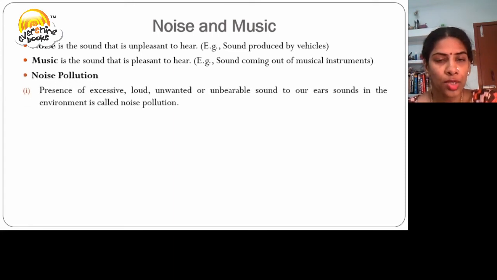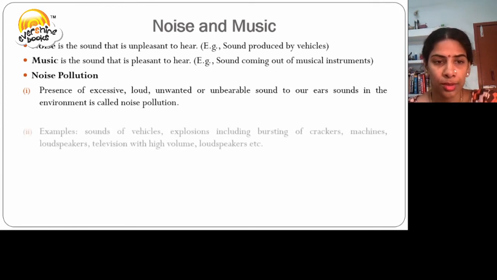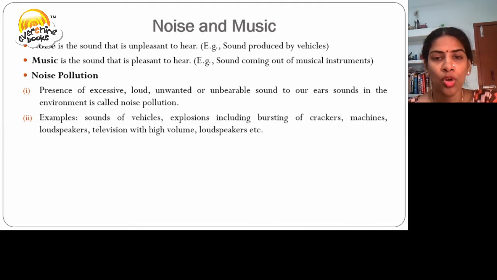Noise pollution. When there is the presence of excessively loud, unwanted or unbearable sound to your ears, it is known as noise pollution. Example, sound of vehicles, explosions like bursting of crackers, sounds of the machines, loudspeakers, television having high volume, etc.